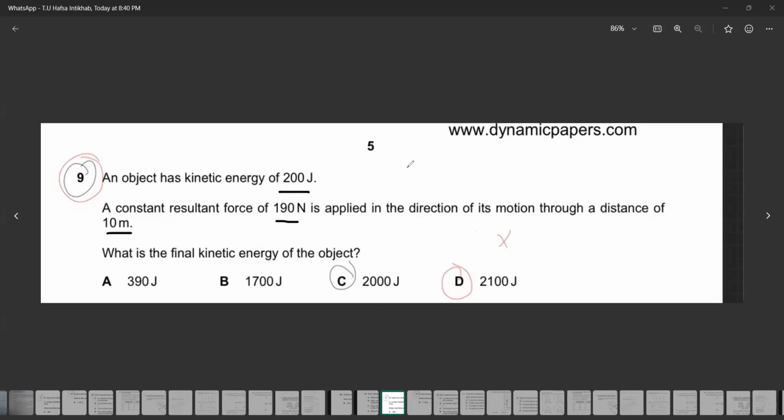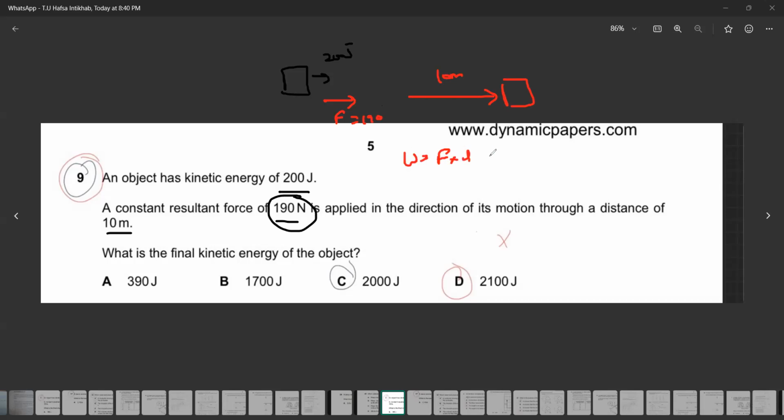So how we can work out the total kinetic energy: as we can see in the question, the object is already having a kinetic energy of 200. So there is a KE of 200 joules. Then there's work done, because whenever a force is applied, here the force is 190, and the distance the object moves is 10 meters. So how much work is done?